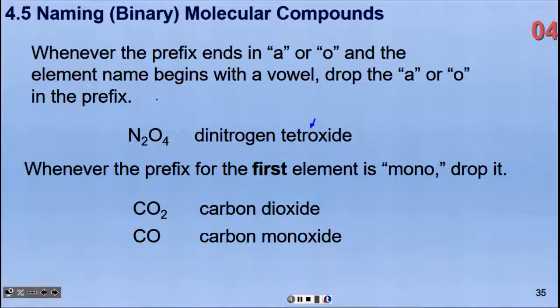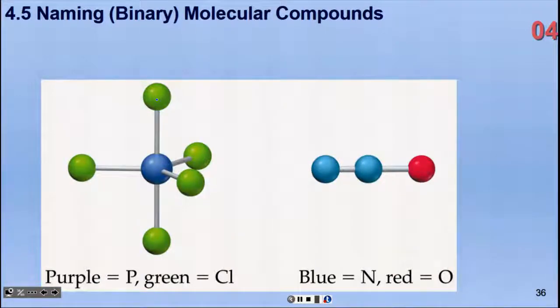Another case is if the prefix for the first element is mono, we will typically drop it. So you've heard of carbon dioxide, but we don't say monocarbon dioxide. We just say carbon dioxide, or carbon monoxide as its analog with just one. So don't look for too many vowels piled up in these names. They won't need them. All right, so let's name a couple examples.